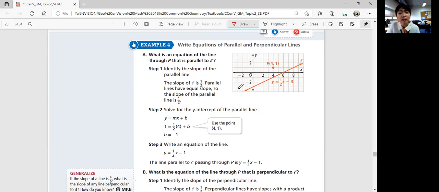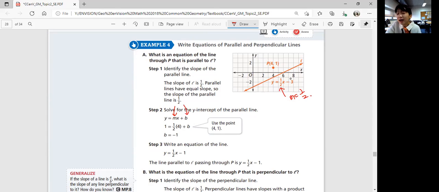Step 1, identify the slope of the parallel line. We look at the slope-intercept form of line L. That is our slope. It's easy to find. And parallel lines have equal slopes, so your new equation of the line will have the slope of 1/2. Your slope-intercept form is y equals mx plus b, and we're going to fill in the information one by one. We have the slope now. We just need the y-intercept to finish writing the equation of the line, right?